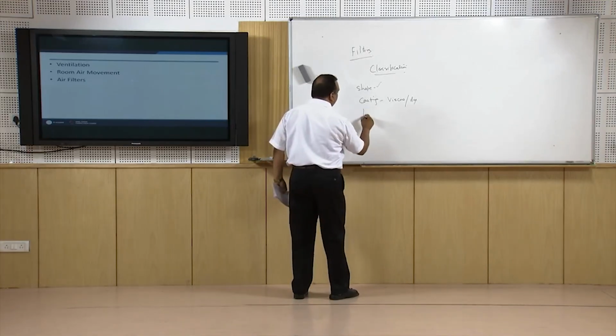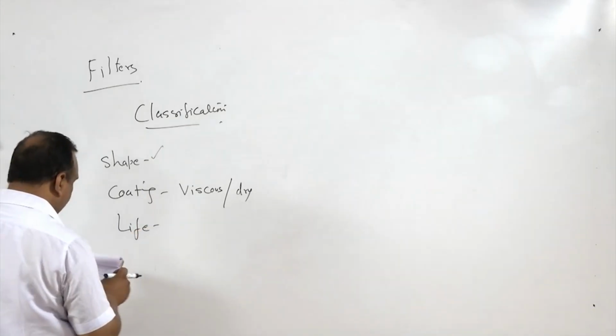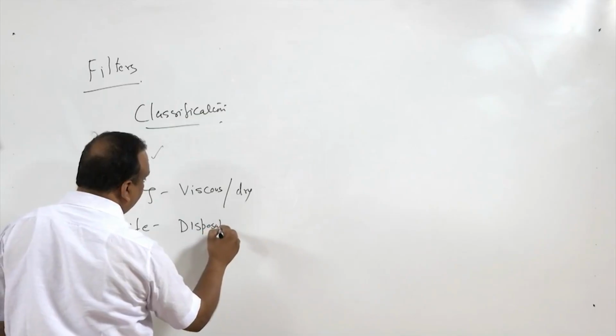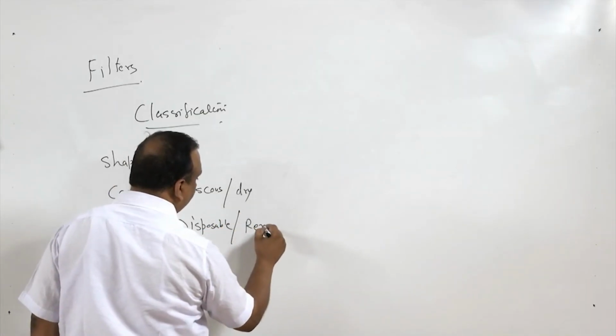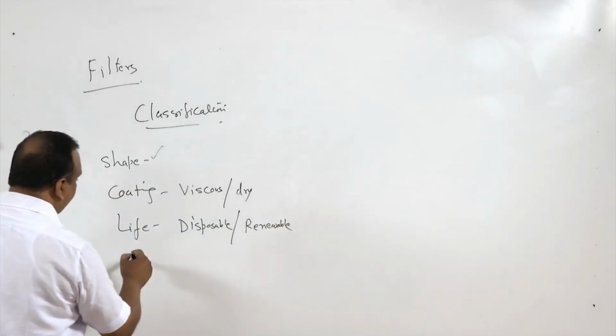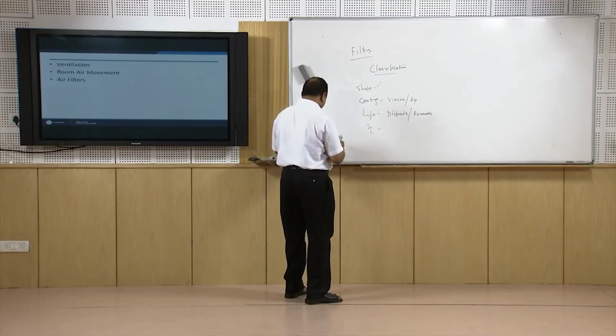By operating life: use and throw type, or disposable type, or it is recyclable or renewable. And by efficiency of the filter: high efficiency, low efficiency and medium efficiency. This is how the filters are classified.